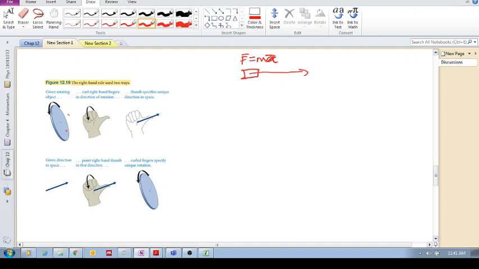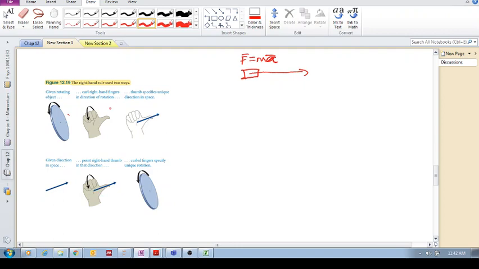So when something's rotating, we curl our fingers in the direction, or the sense, of rotation of that object, and then our thumb is the direction of that vector. Or if we have the direction of the vector in a rotational sense, we put our thumb in that direction, and then our fingers show the way that the object is rotating.